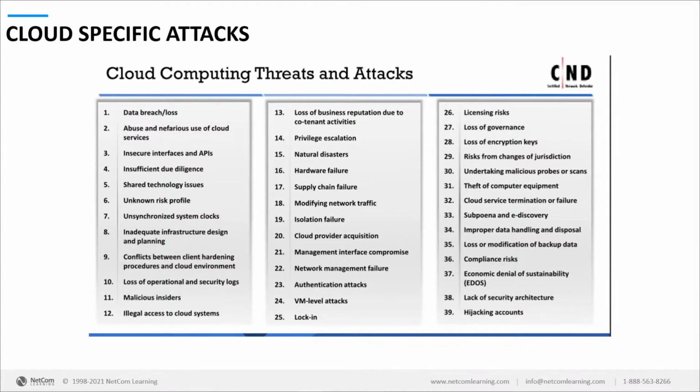But if somebody could disrupt your system clock, it's possible to create a denial of service. Inadequate infrastructure design and planning: too small, and maybe too big. Maybe you're spending too much money. And it all leads down to number 37, the economic denial of sustainability attack, which means you can't pay your bill. What happens when you can't pay your bill? Well, your services are cut off. You don't pay your electric, your services are cut off. Well, if somebody gets access to your account and starts spinning up machines, and believe me, they do.